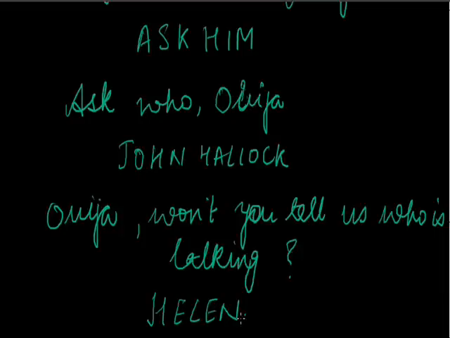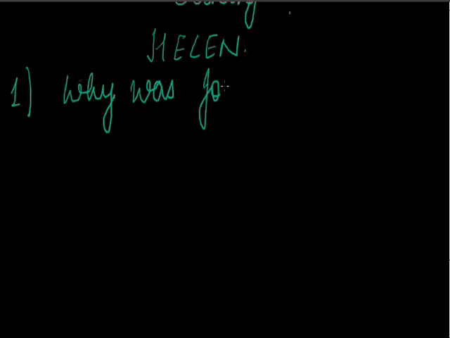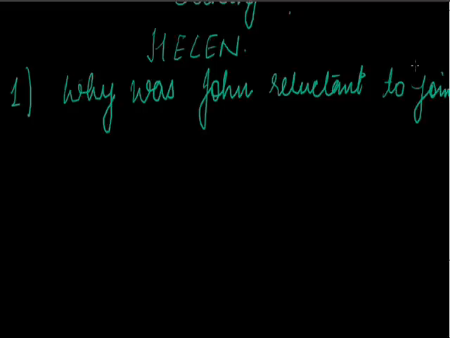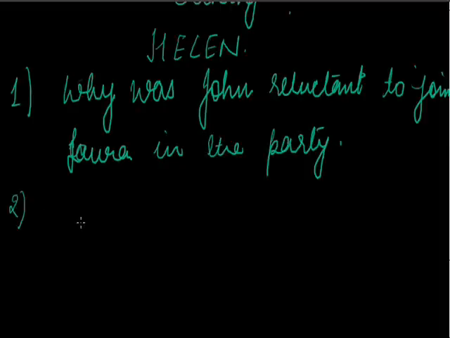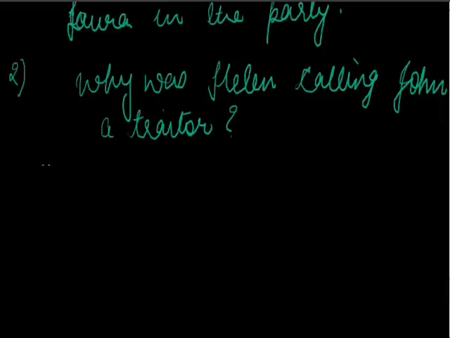Let me put forward some of the questions. First question. Why was John reluctant to join Laura in the party? Again, I will repeat. Why was John reluctant to join Laura in the party? Next question. Why was Helen calling John a traitor?